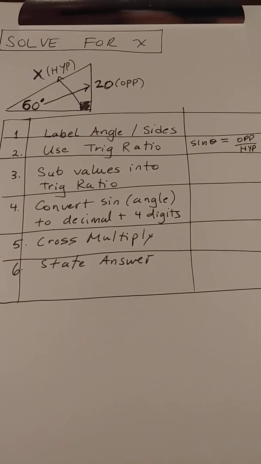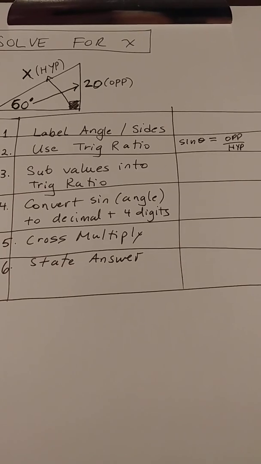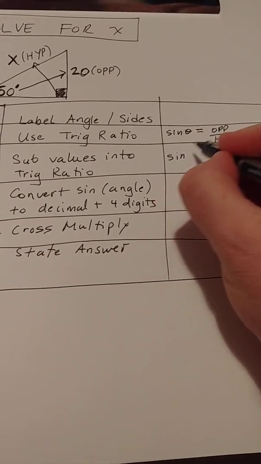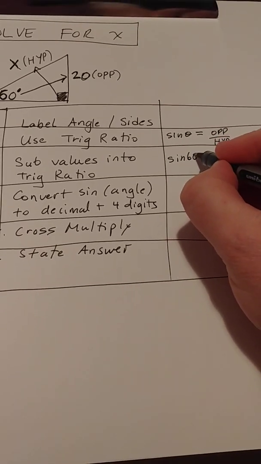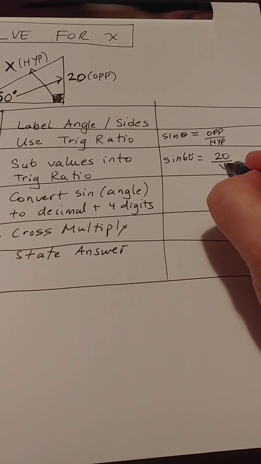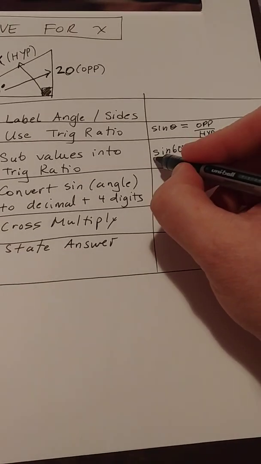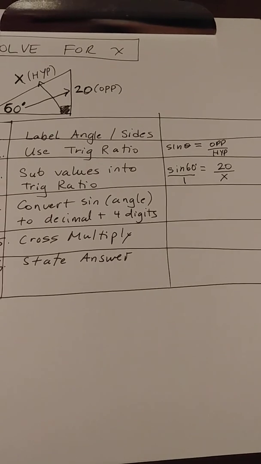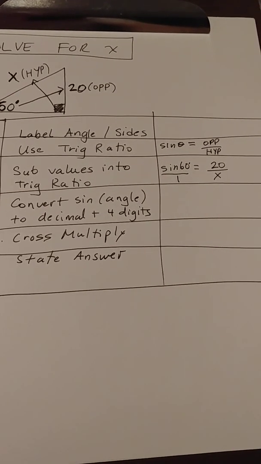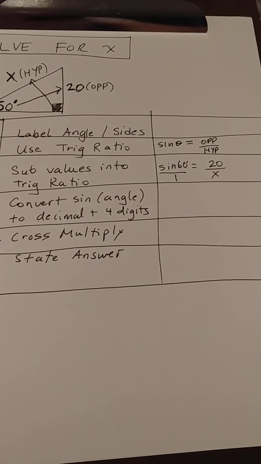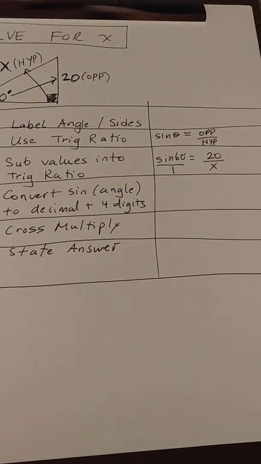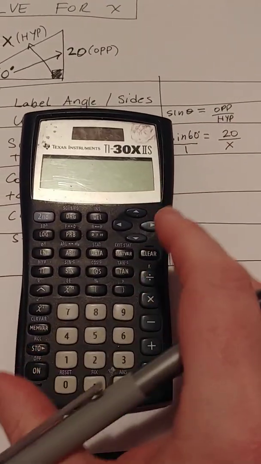Now, given the triangle, let's substitute the values into the trig ratio formula. The sine of 60 degrees is equal to 20 divided by x. In this place here, I'm going to put a divide by 1, and that will help us to cross multiply later. Now the next critical step is to convert the sine of the angle to a decimal with 4 significant digits. Some of you are going to struggle with that, so I'll show you how to do that.